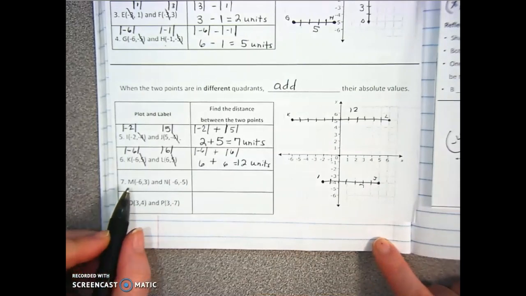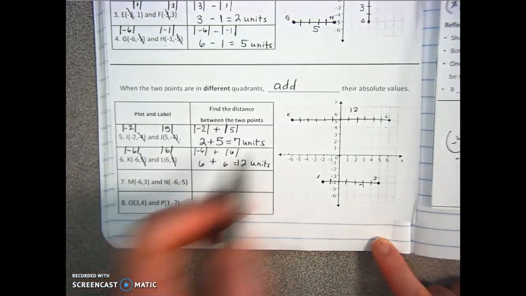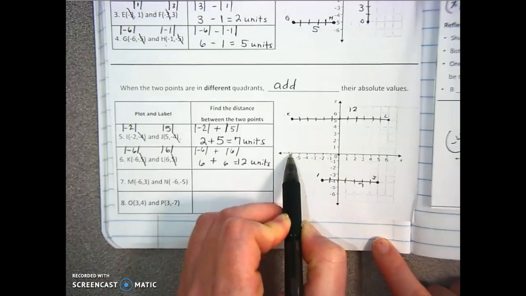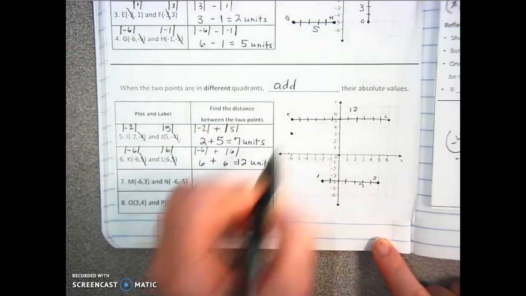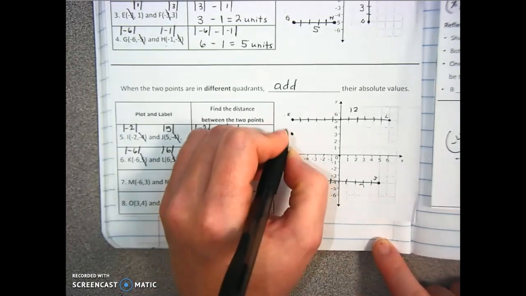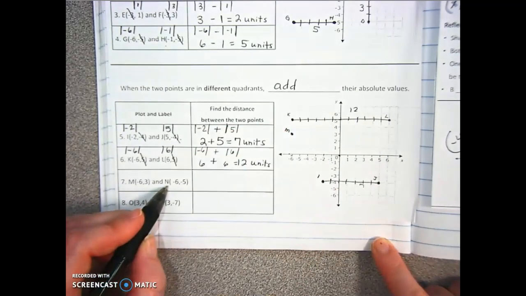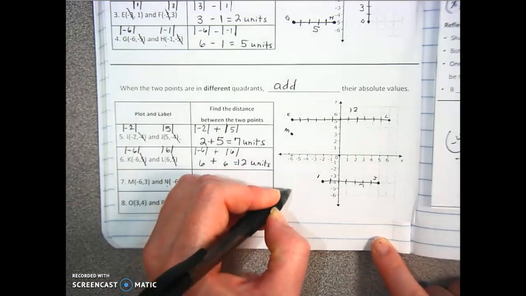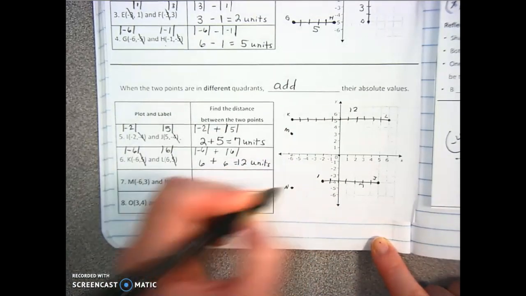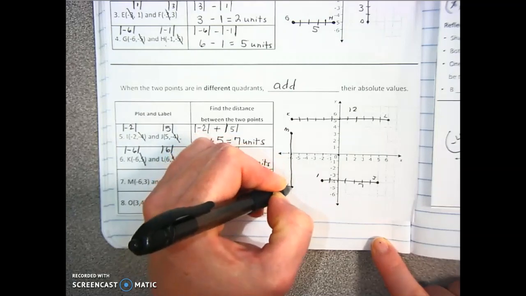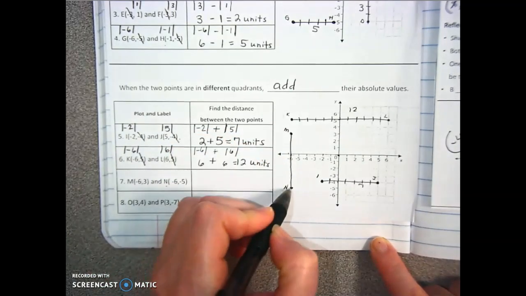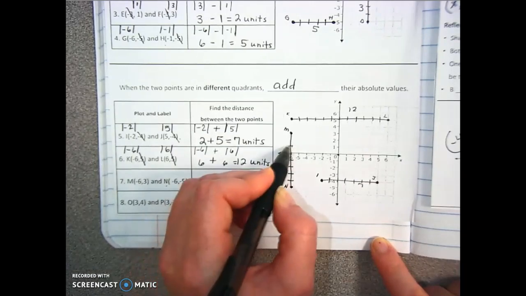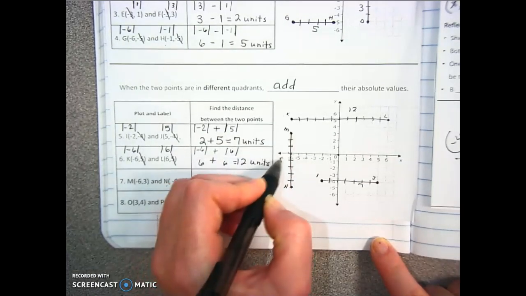All right, number 7, we have M, which is -6, +3. So start at the origin, go to -6, and then go up to +3 here. And that one is M. Then you have N, which is -6, -5. And that's N. Draw a line to connect, and then we just count. 1, 2, 3, 4, 5, 6, 7, 8 units.